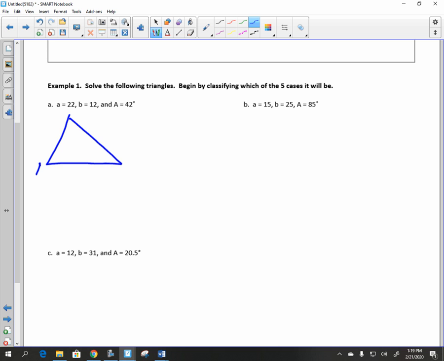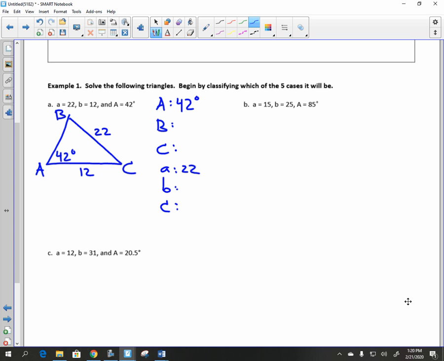I have a triangle, angle A, angle B, and angle C. I want to be able to find all the parts of that triangle. So I label A, B, C, little a, little b, little c. A is 42 degrees. I'm going to mark that right here. All right. Do we know this side? What is it? 22. So I put 22 for a. Do we know this side? 12.